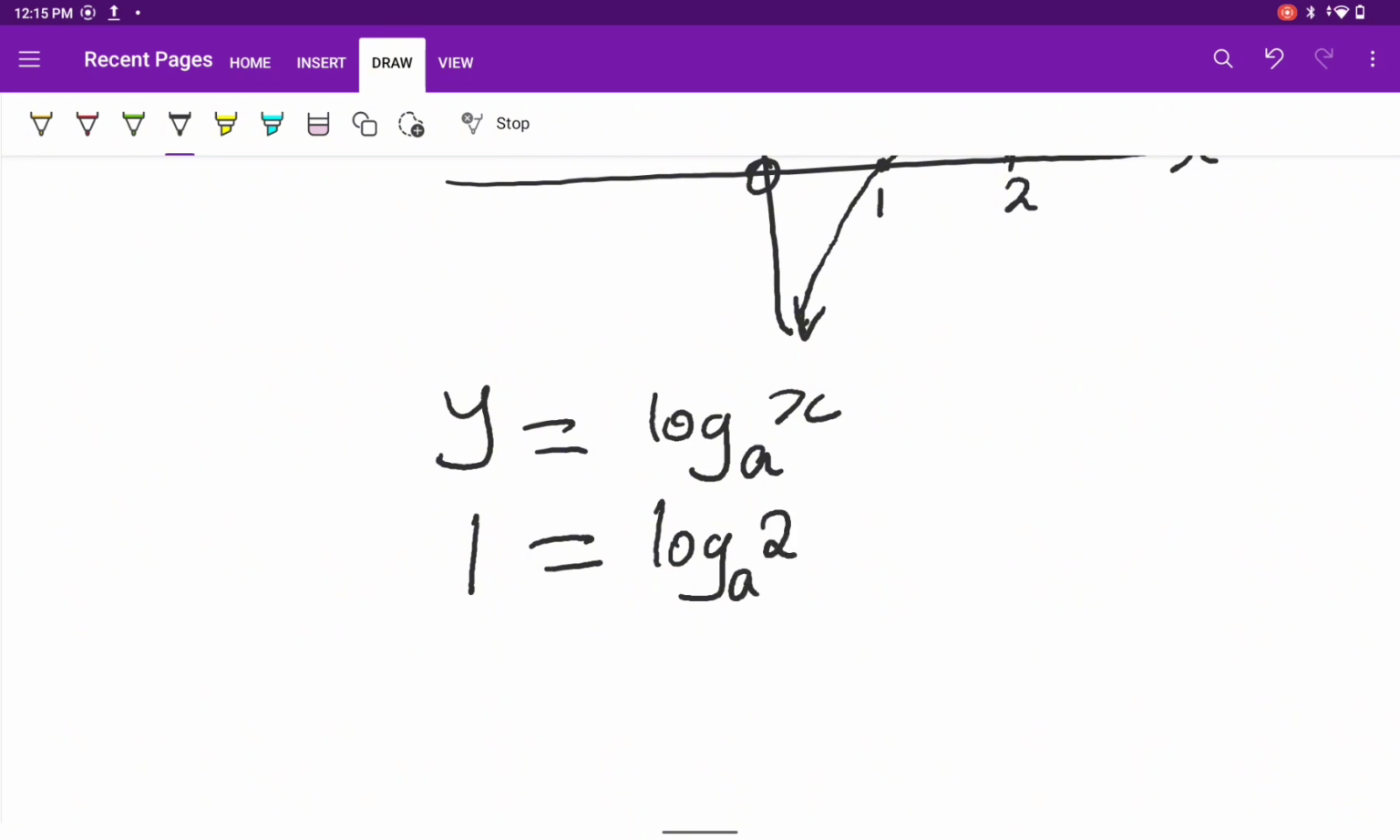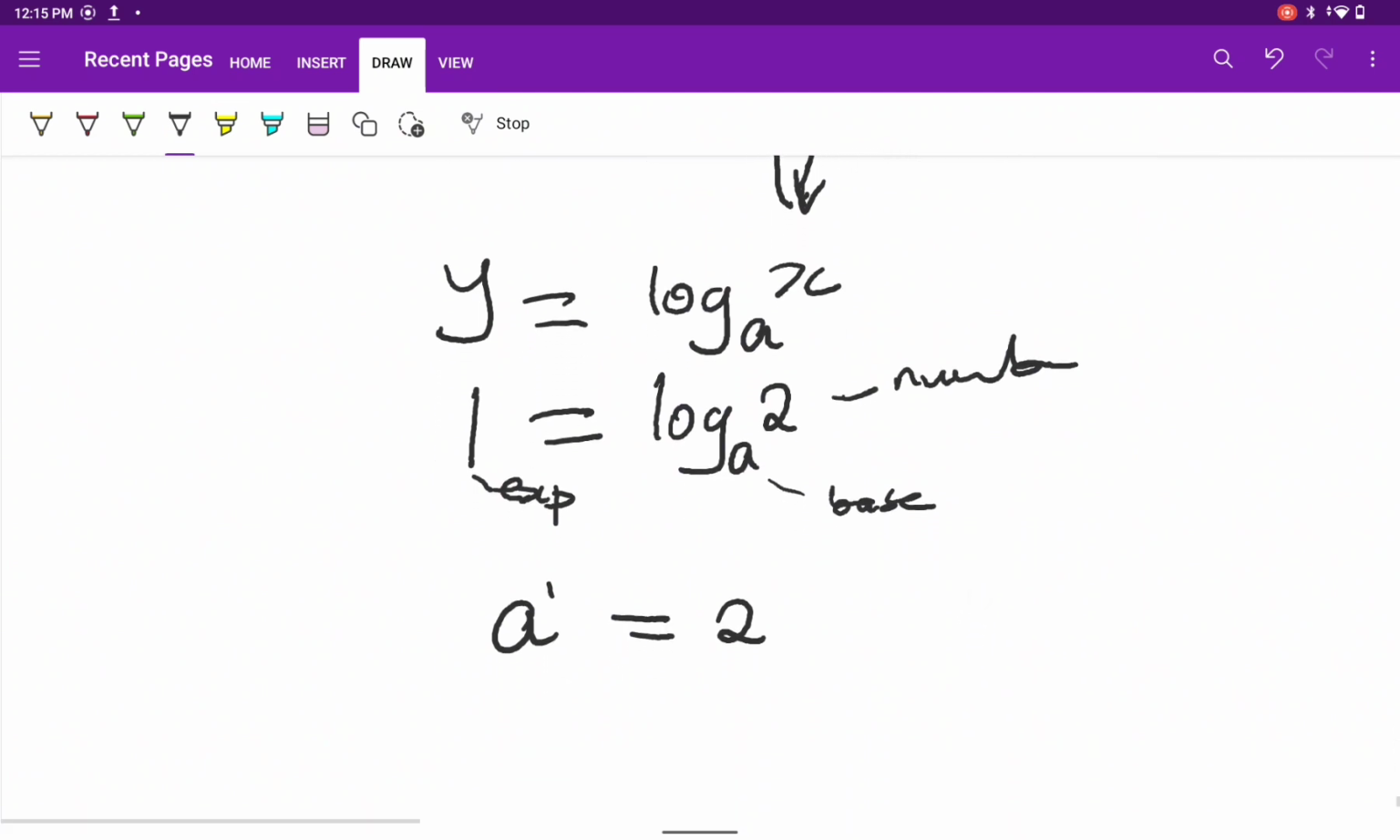Right, now we are going to change from log form to exponential form like we have learned. This is the base, this is the number, and this is the exponent. So we are going to say base a to the power, or exponent, 1 equals the number, which is 2. So a is 2. So if a is 2, our function will be y equals log x base 2.